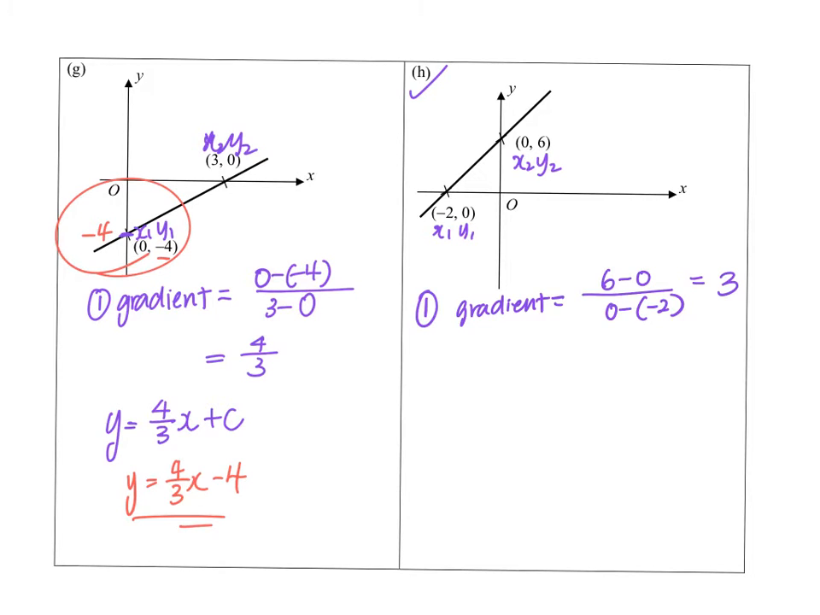So the equation of the straight line, y equals mx, so 3x plus c. In this case, we can observe the point. What is the y value over here? The y-intercept is the number 6. So we can have this answer. Have you gotten the answer?